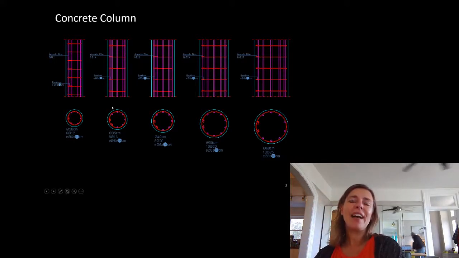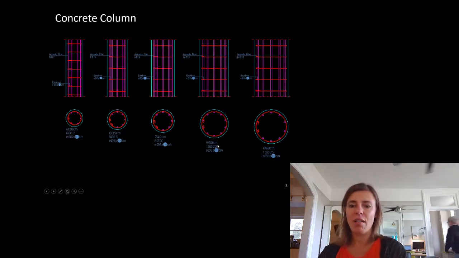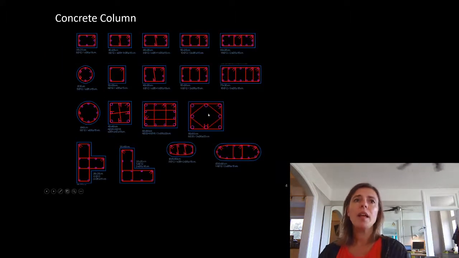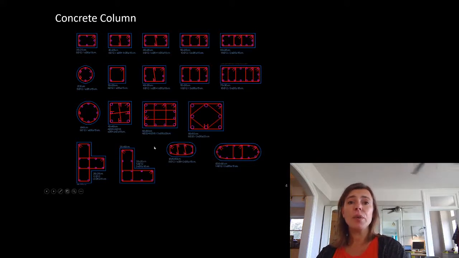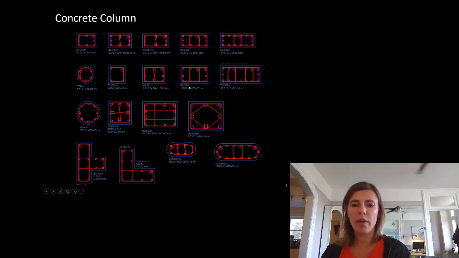We still need our reinforcing inside these columns. You can have all kinds of kooky shapes for concrete columns too, because we can do formwork. We can really do refined things in formwork.